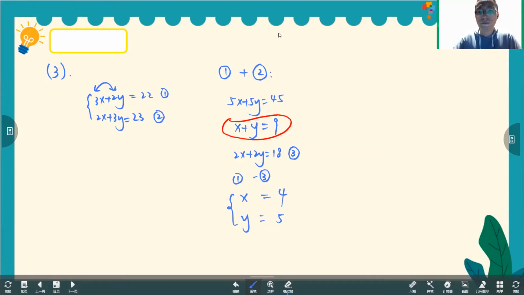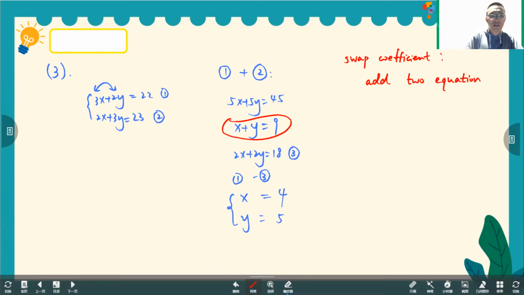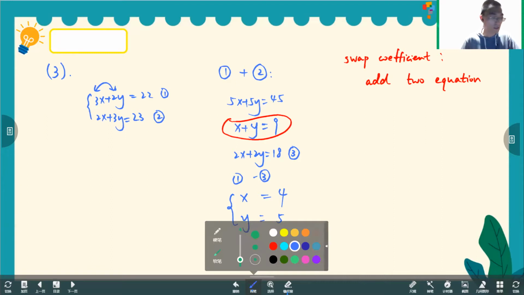Okay. Yeah, so a little summary. Summary is for this swapping coefficient type of questions. What we do is we just simply add the 2 equations. The coefficient of x and coefficient of y in the result will definitely be the same. Yeah, trust me. Let's look at an example, shall we? Just to prove what I said is correct.